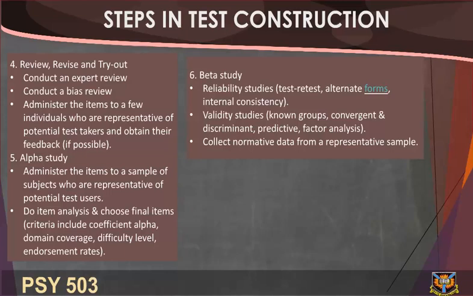6. Beta study. Reliability studies: test-retest, alternate forms, internal consistency. Validity studies: known groups, convergent and discriminant, predictive, factor analysis. Collect normative data from a representative sample.